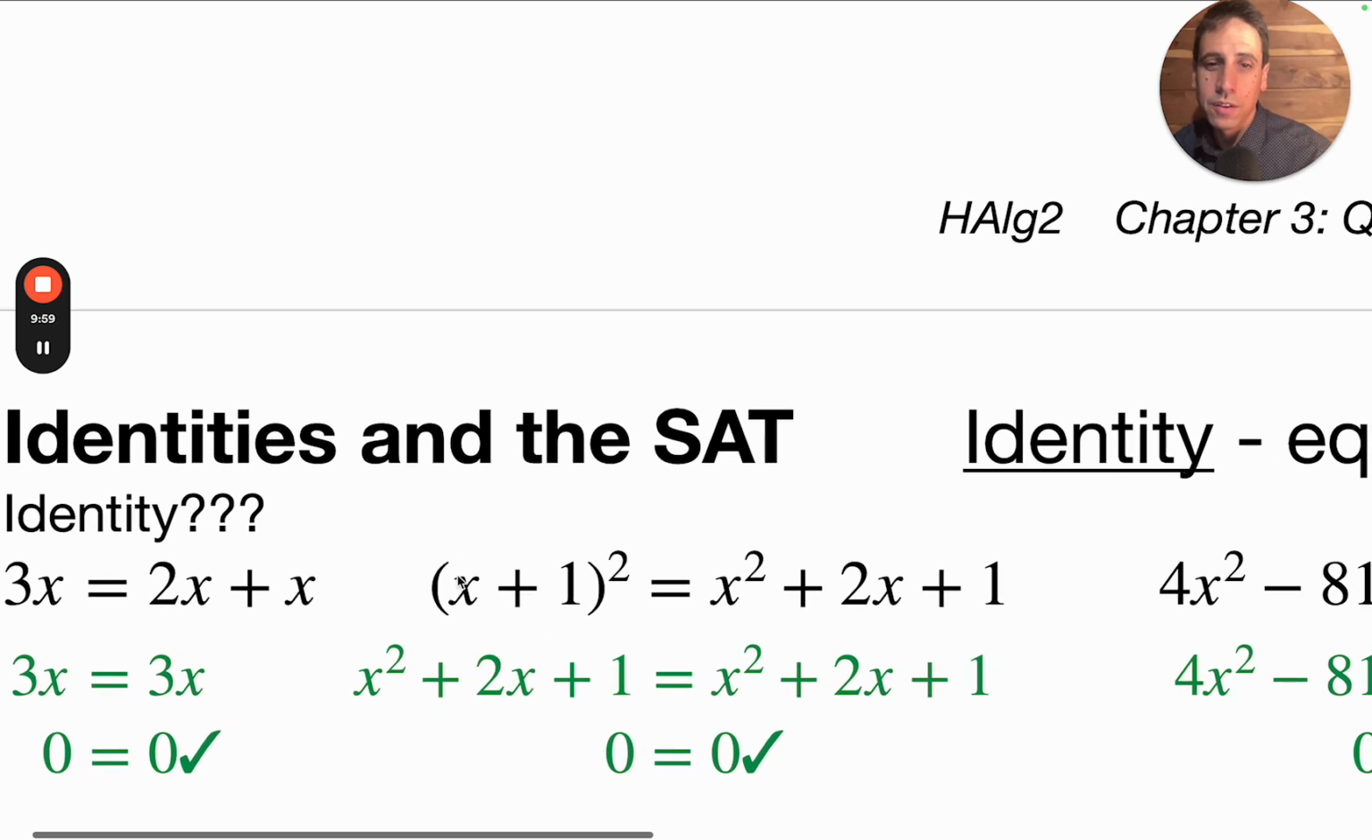Over here, I'm wondering, is x plus 1 squared the same thing as x squared plus 2x plus 1? In fact, if you FOIL this out, x plus 1 times x plus 1, you do get the left-hand side. You can subtract x squared plus 2x plus 1 from both sides and you get a true statement. And so therefore, yes, it doesn't matter what value you choose for x. This equation is going to work. That's what an identity is.